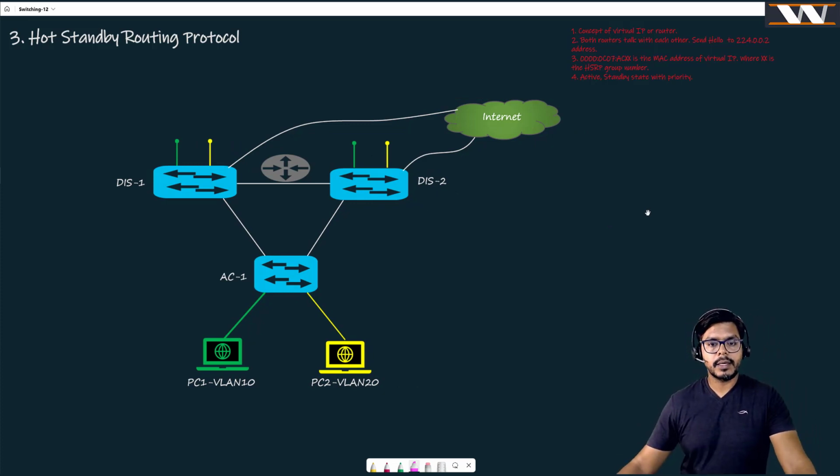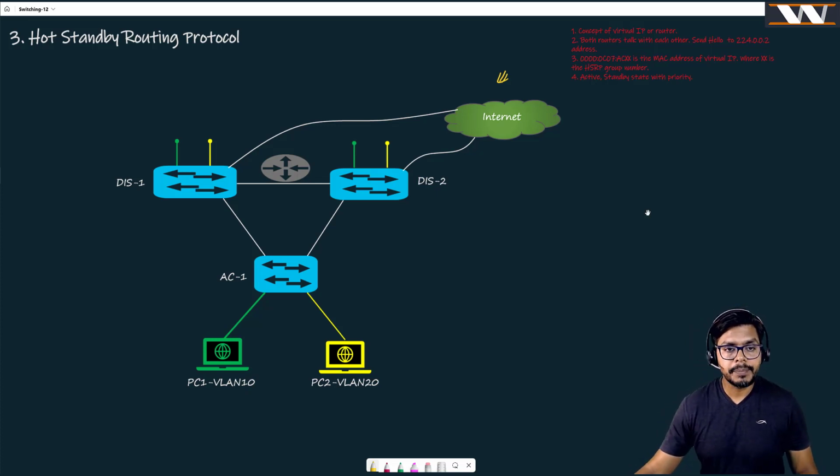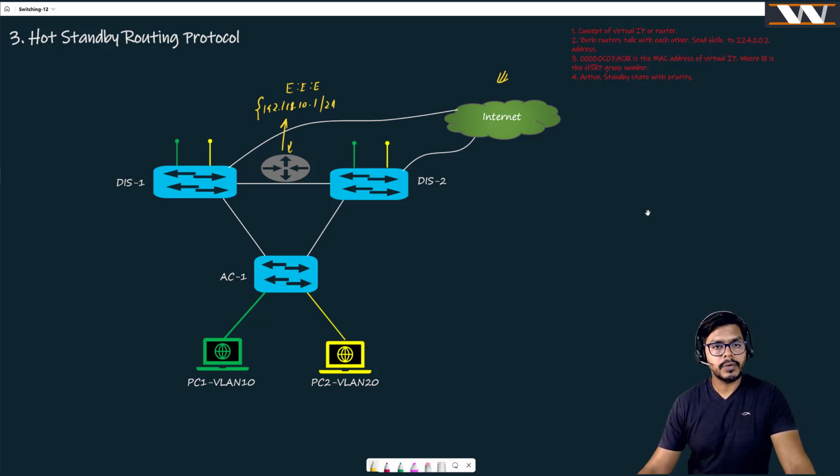What is happening here, guys, is that right now I have just included the internet also, but it is the same thing. Whatever virtual IP address and router I was showcasing, it is right here. This one is the virtual router. It has the IP address 192.168.10.1/24 and MAC address E:E:E, and this is the default gateway for VLAN 10. I have configured another IP address here, which is 10.2, and here on the green, which is 10.3.